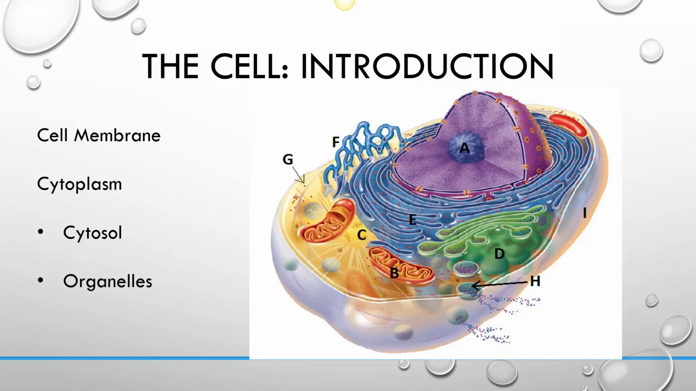So basic structures you'll see here, we've got the cell membrane, which is just the boundary of the cell. Then we have cytoplasm, which is everything that exists inside of the cell. And the cytoplasm consists of the cytosol, which is the liquid component, and organelles, which are the functional units of the cell.